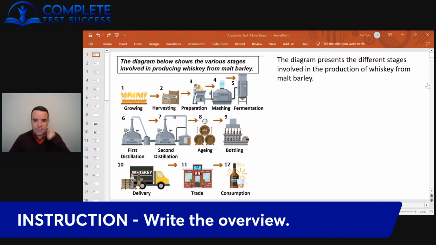So that brings us to the next part of our essay. We need to write the overview. So that's your next task. Write the overview, share it with me in the comments, and I'll have some feedback for you on that.